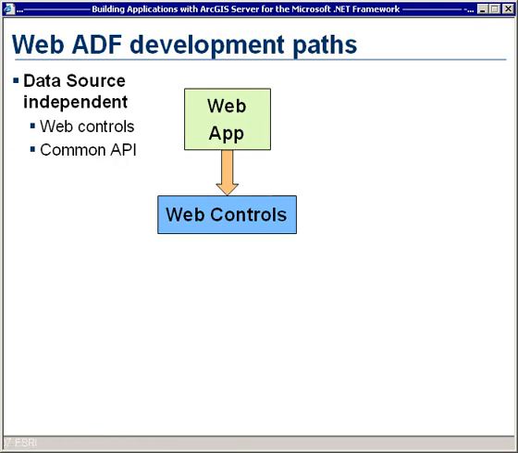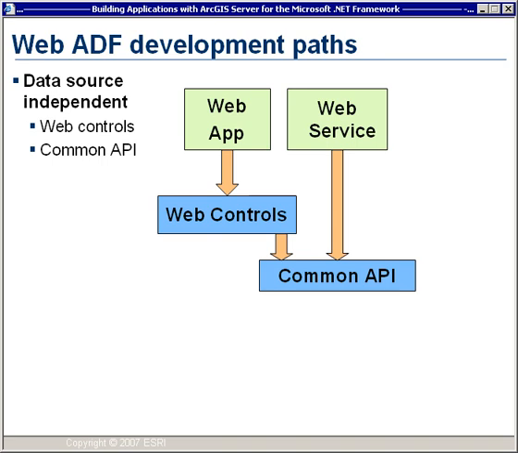So now I'm going to go through a couple of examples of different applications that you might build, and the parts of the Web ADF that you may focus on with those applications. The first example here is building a web application. If you were building a web application, you would want to build that in Visual Studio using web controls. The same thing is true here. The Web ADF contains web controls specific to GIS functionality that you can add to your web page in Visual Studio.